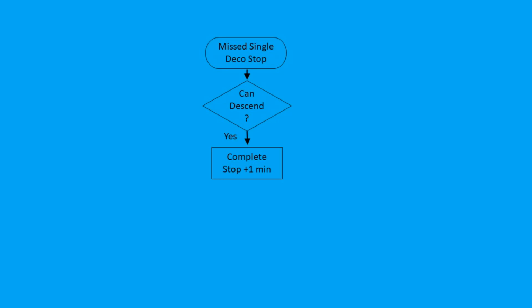If we can descend to our missed single deco stop, what we want to do is complete that stop plus 1 minute. The 1 minute accounts for your inadvertent ascent and your required descent. You then want to do a normal deco stop on all your remaining decompression stops. After all of your stops are completed, you would then surface.